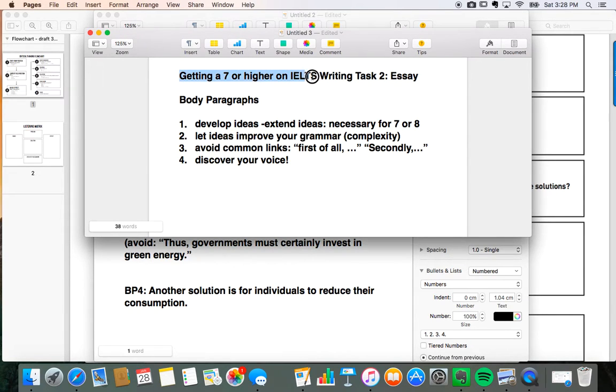So I would recommend that you watch the first video about body paragraphs before watching this one. This will be a short one. Just to remind you, here we're only working on body paragraphs and this is in a cause-effect solution essay.